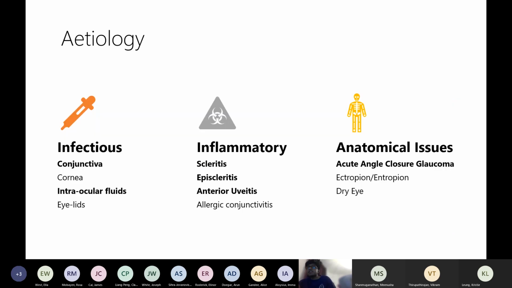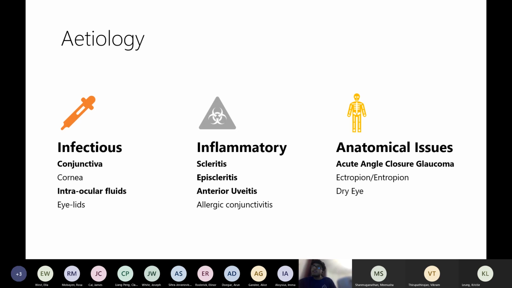The other way to do it is to do it based on etiology. So these are some infectious causes. So what's infection of the conjunctiva called? Not a trick question. Conjunctivitis, absolutely.